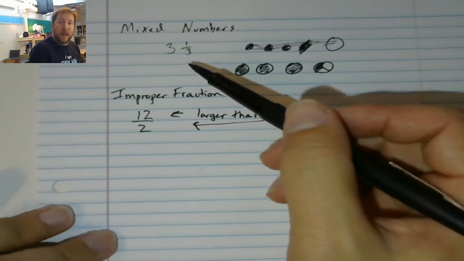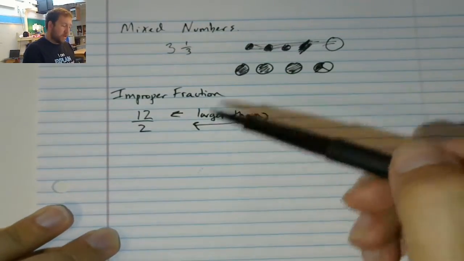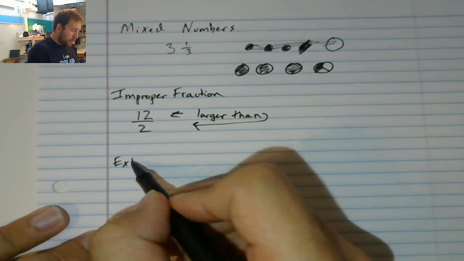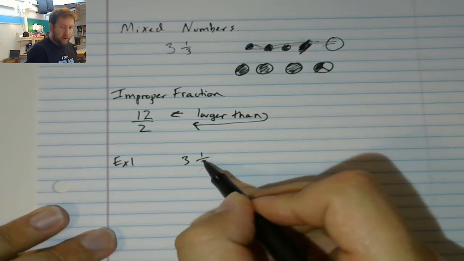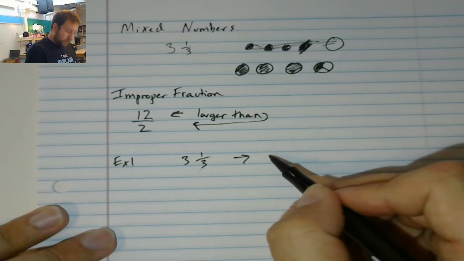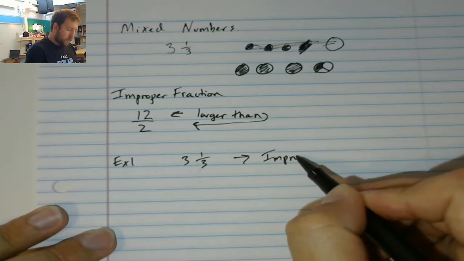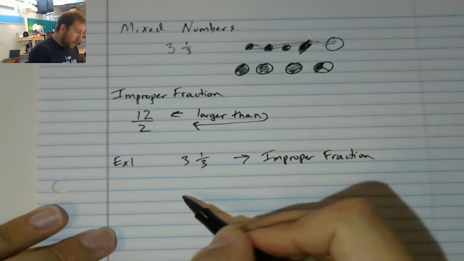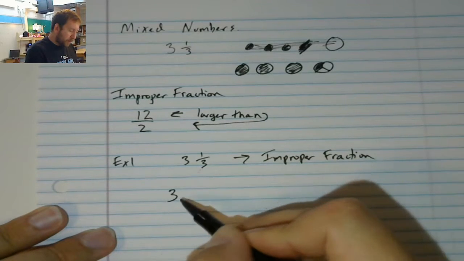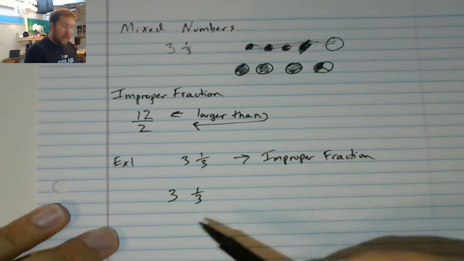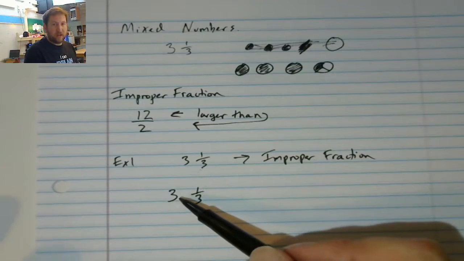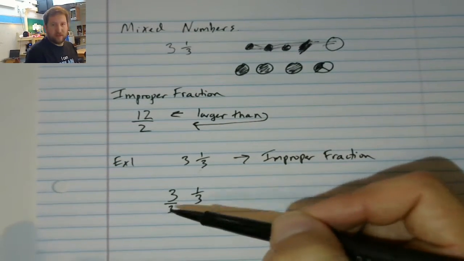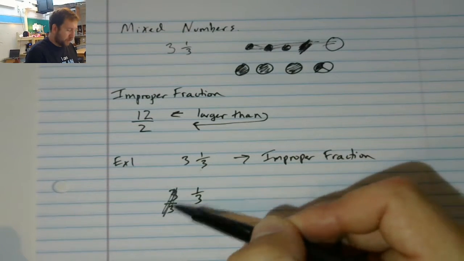But sometimes I'm going to have to take a mixed number and turn it into an improper fraction. So here's how I do that. Let's do our little example 1. We're going to take 3 and 1/3 and go to an improper fraction. All I do is take my 3 on the outside, and I need to turn this 3 into thirds. But if I just put a 3 below it, then 3/3 is really just 1, and I've lost my value. So I can't do that.